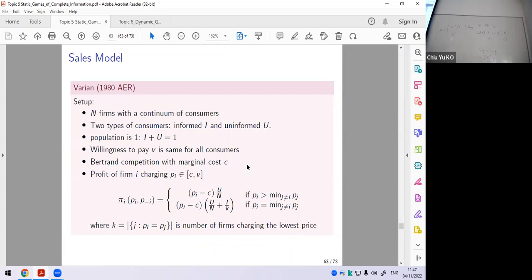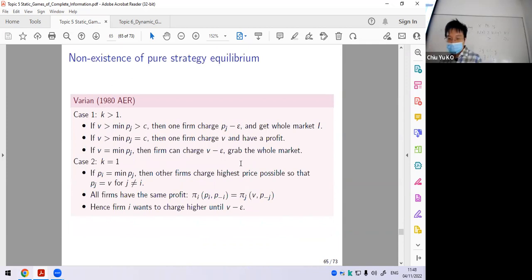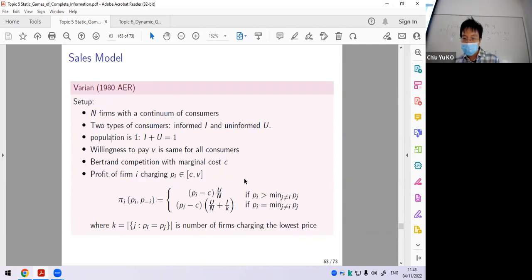The second observation is what this model delivers. As I said, you want to deliver the idea of why the price keeps changing. I'm not going into the detail, and I'm not going to prove it. What it says here is that no firm is going to set a fixed price. Firms will randomize over V to C.